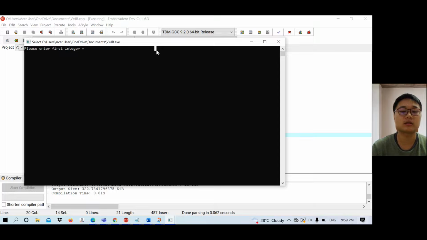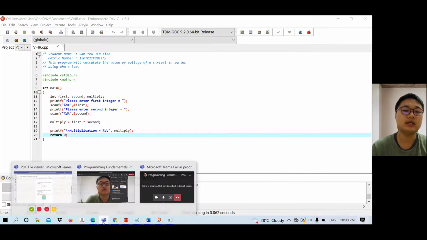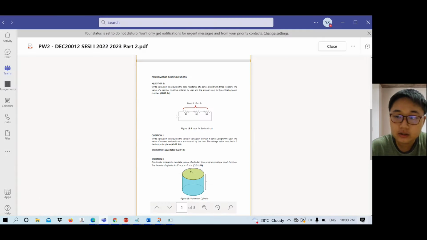So this is the current. For example, I put 4 ampere, and then 50 for resistance, and I get a multiplication of 200 volts. And that's the answer, 200 volts, as stated in the output. And then on to the third question.